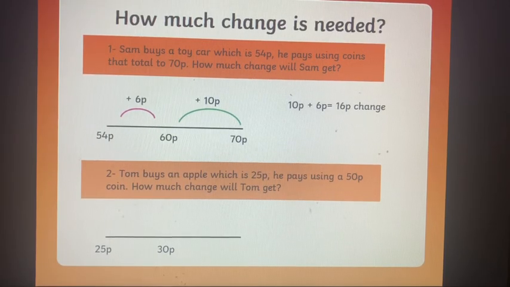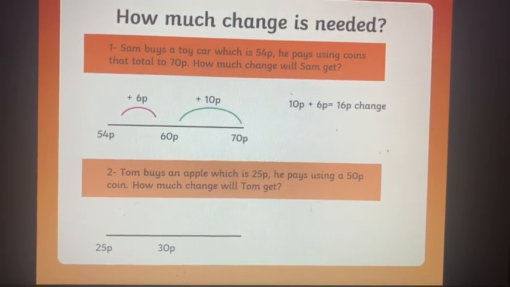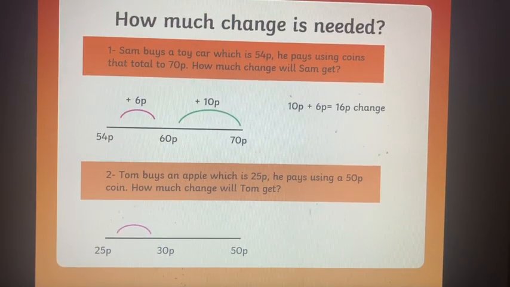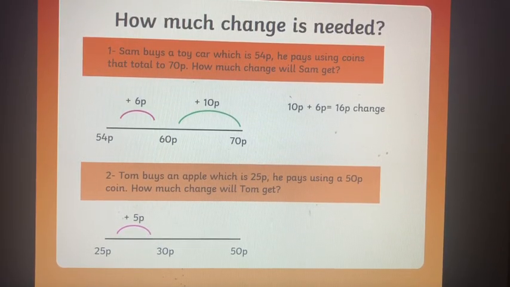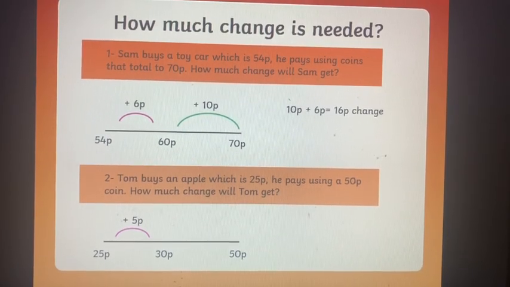So I'm going to work out how much it's taken to get from 25p to 30p. So I do my jump on my number line and I've added 5p. So if you can do that as well, please.